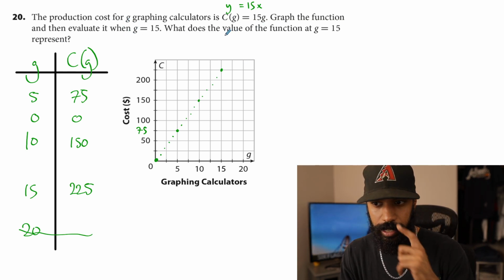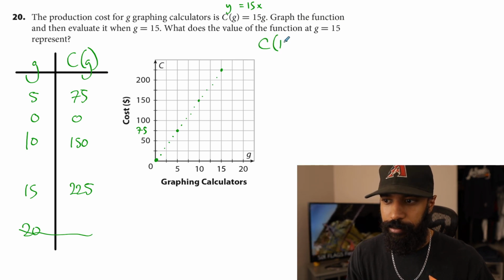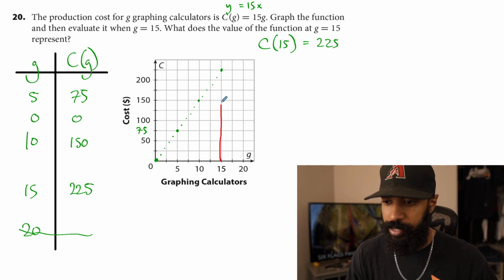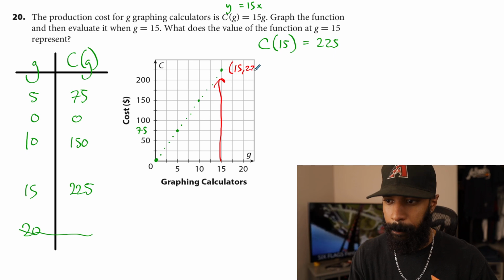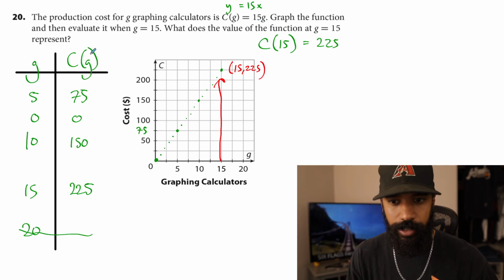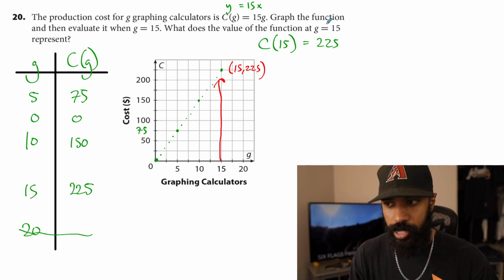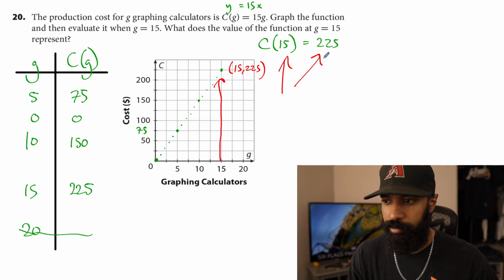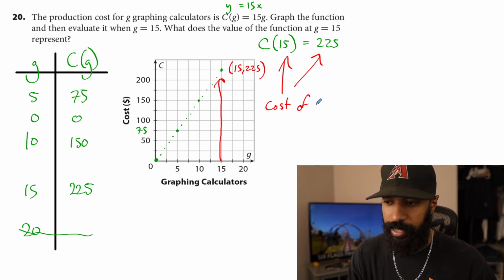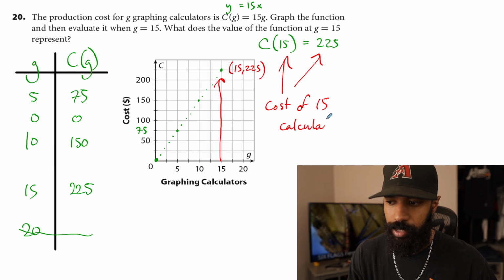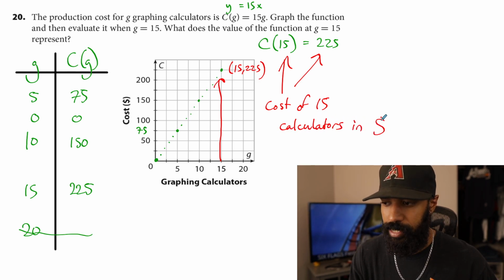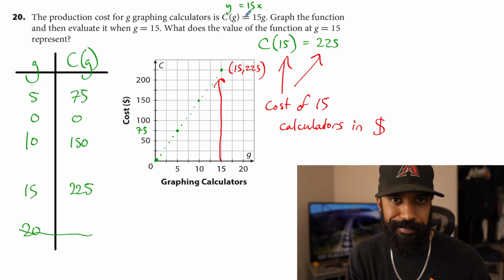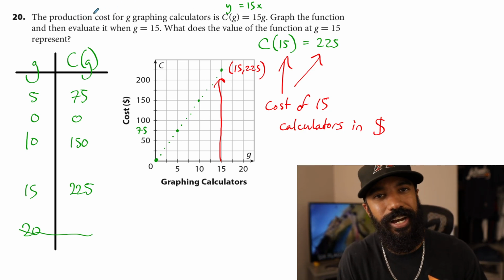But evaluate this when G equals 15. So C of 15, it looks like we already got that. That's 225. And you can see that on the graph right here. 15 goes to 225 right there. They said, what does the value of the function represent? G equals 15 represents 15 calculators. What does C of 15 represent as 225? That is the cost of 15 calculators in dollars. 15 calculators cost $225. That's my guess. We don't have dollars on here, but they did say cost. So, oh, production cost, not sales cost.